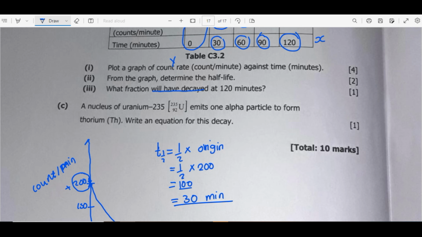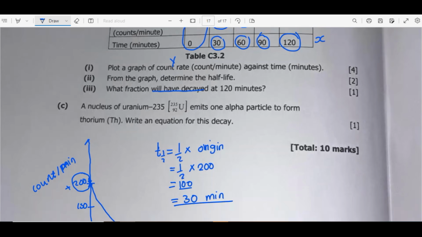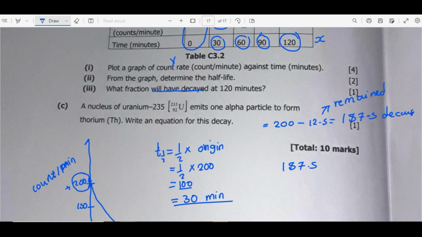Roman number 3, what fraction will have decayed at 120? This 12.5 is what is remaining after 120 minutes. So to know the amount that decayed, we get 200 minus 12.5. I'm getting 187.5. 187.5 is the amount that decayed. 12.5, remember, is what remained after 120 minutes. So to make it a fraction, we'll say 187.5 over the total, which is 200. This is our final answer for Roman number 3.